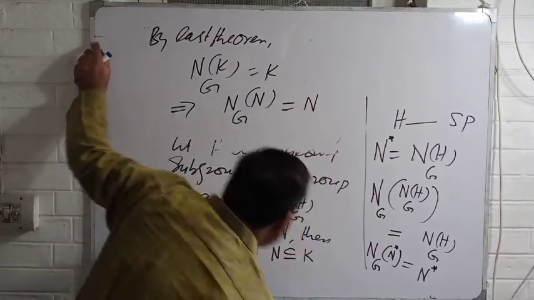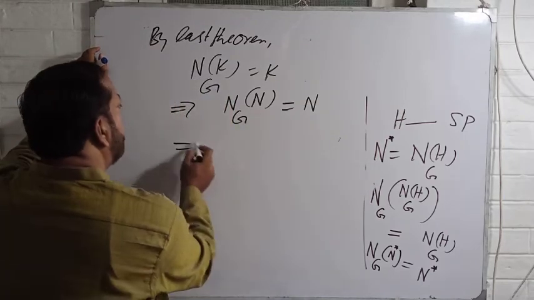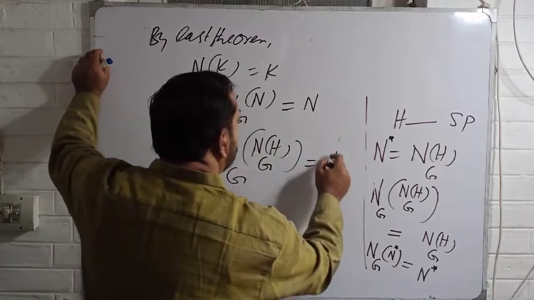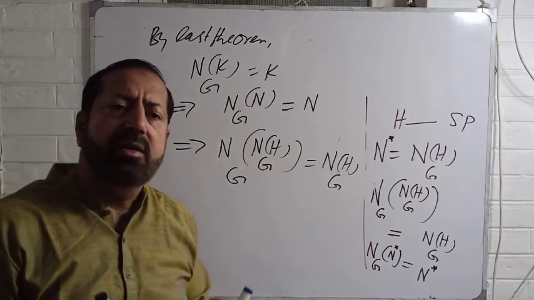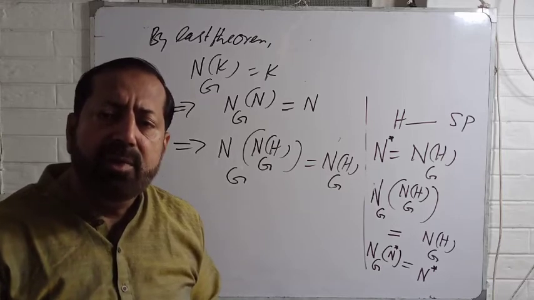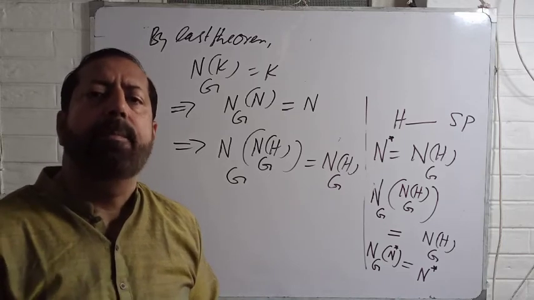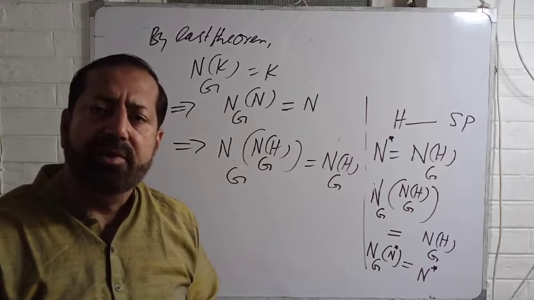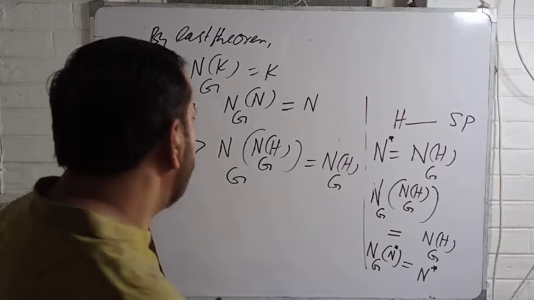And what was N? You just substitute the value of N back. So this implies the normalizer of N_G(H) in G is equal to the normalizer of H in G. So what does it mean? This means that the normalizer of a Sylow-p subgroup is itself, right? Means say if H is a Sylow-p subgroup in G and N is the normalizer of H in G, then the normalizer of N is N itself, right? Now we move to the next result.